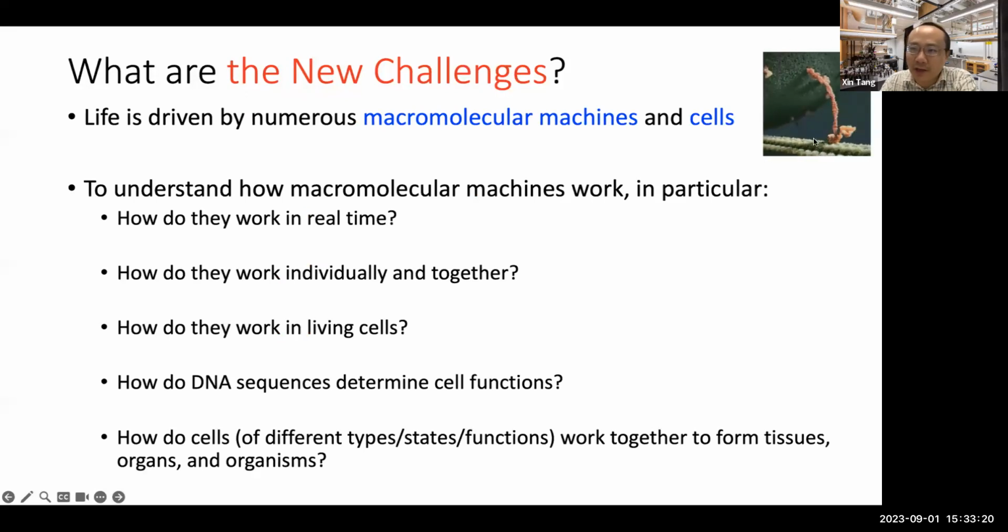Now, in the body, we have billions of those motor proteins, as well as other types of motor proteins. Now, with that, what kind of things do we want to understand better? Here is a list of the interesting and important questions that people like to address. Those are the grand challenges currently in the field. Each grand challenge, if we can address that, then the science will go forward a big step. That's huge. So the first question is, how do they work in real time?